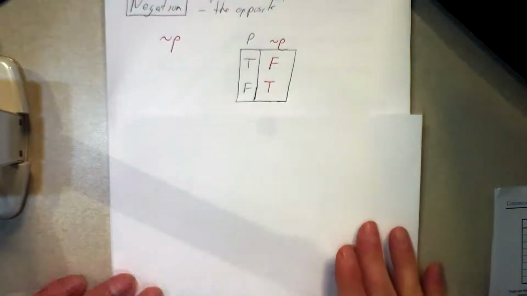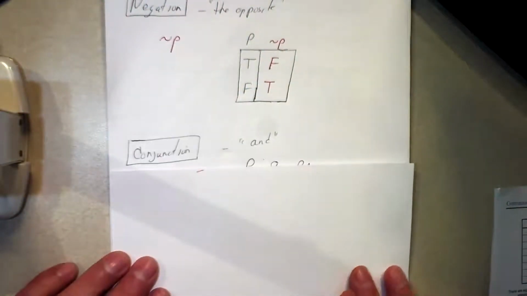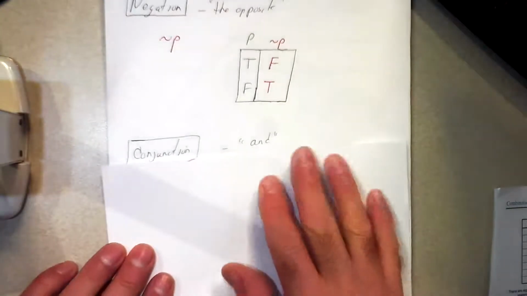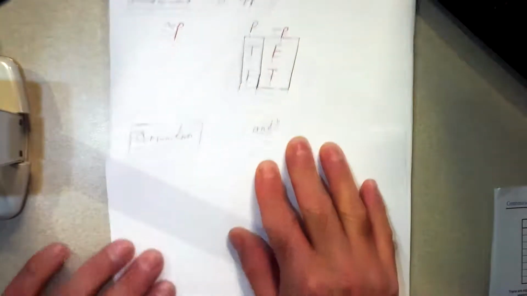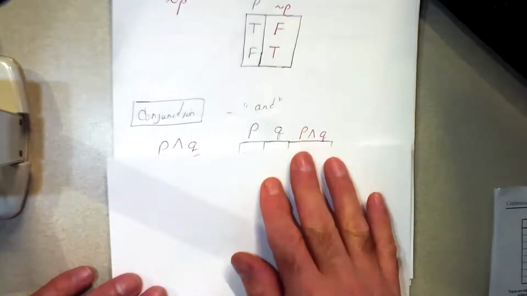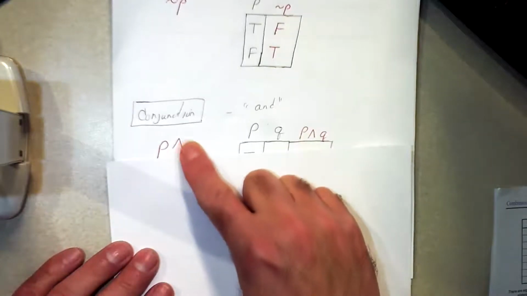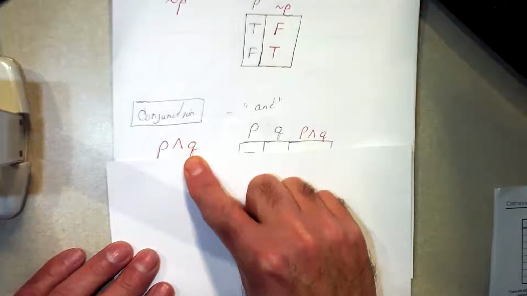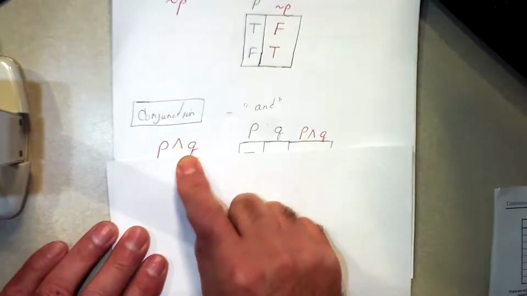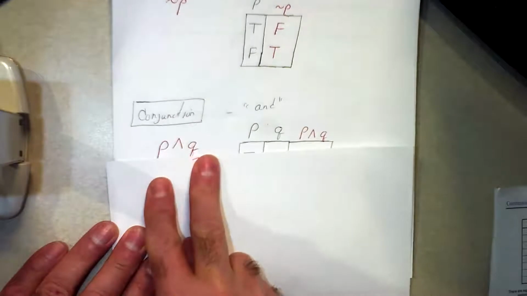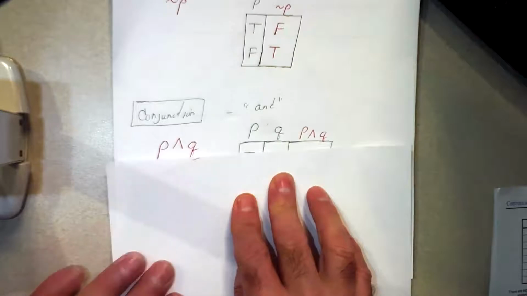For the next one, the conjunction, remember conjunction means and, right? And the symbol for it was the arrow pointing up, the upside down V. So notice on this one, you are involving two variables. You're using P and Q. So how do I set up my truth table?